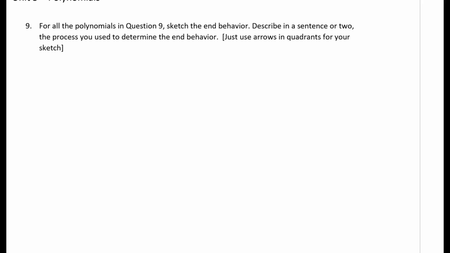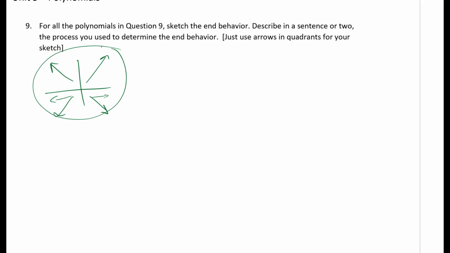Okay, for question 9 here, I'm just going to provide the rationale. So end behavior, if you remember, is what happens as x gets bigger in these directions, and it can go up to infinity on this side, or down to infinity on this side. So that's really what we're asking ourselves: if we graph this polynomial, what does it look like if we just look at what happens to the ends?